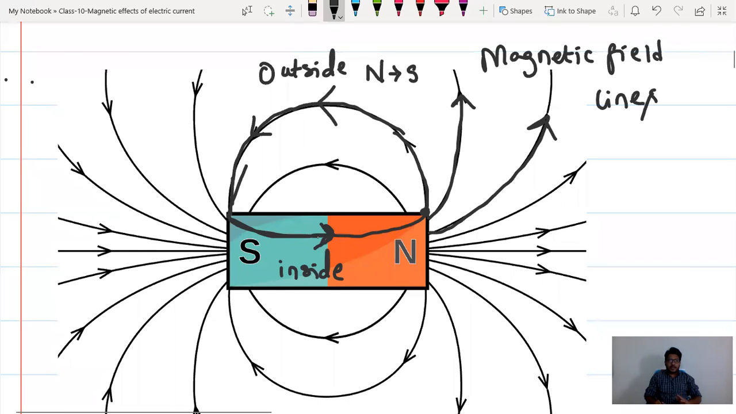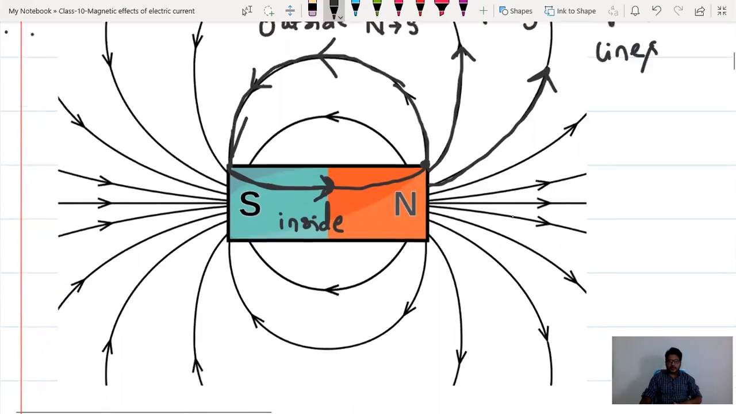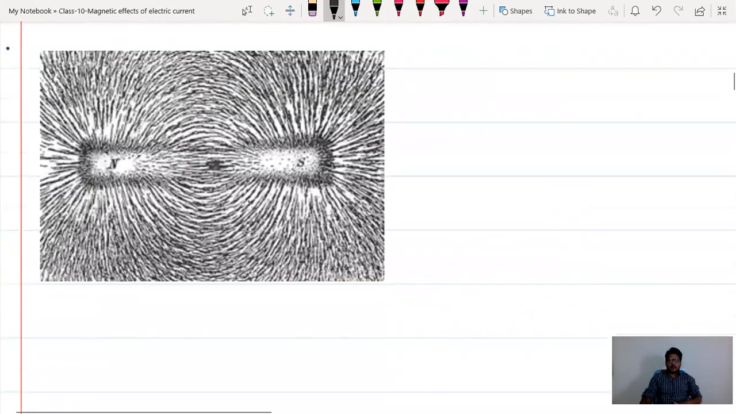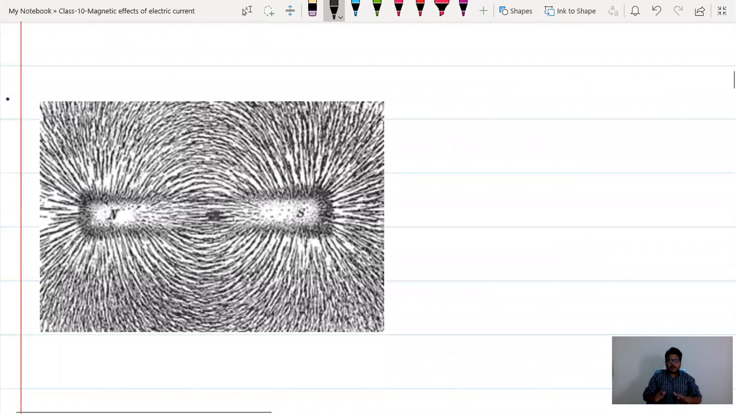And the third main important point we have learned: no two magnetic field lines touch. They will not intersect. There will be no intersection. That also we will see in this lecture with the help of diagrams. Next, if you take a bar magnet and place a paper on the bar magnet and sprinkle a few iron filings, automatically those iron filings will arrange themselves and you can see the pattern.